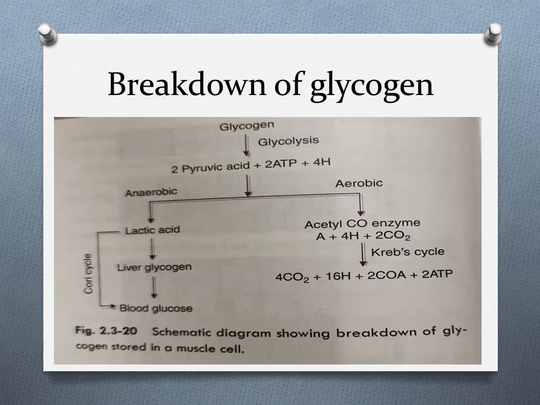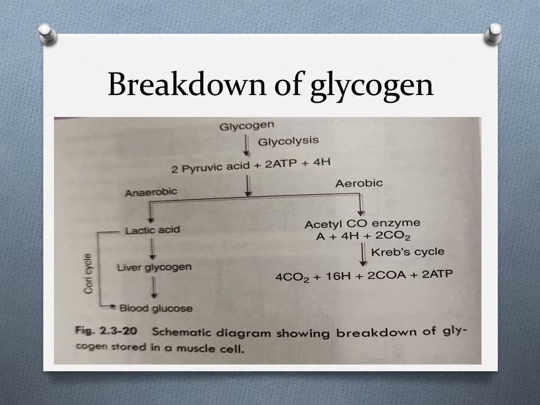Here is the breakdown of glycogen. In this figure you can see the process of glycolysis. From one glycogen, 2 pyruvic acid and 2 ATP are formed. Now according to the availability of oxygen, the process goes through the anaerobic and aerobic processes.